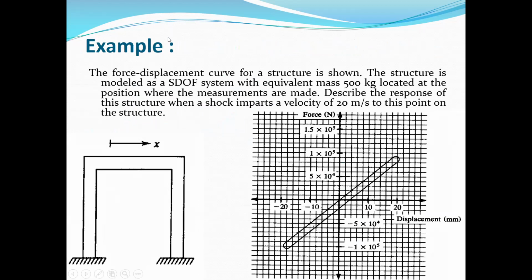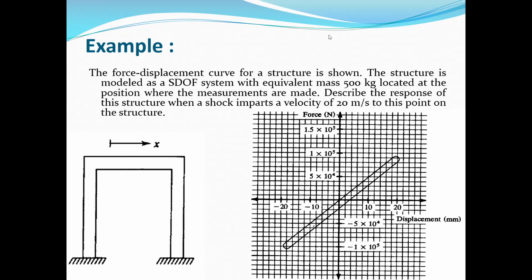Here you can see we have a flexible structure, and the force displacement curve for the structure is shown. The structure is modeled as a single degree of freedom system with equivalent mass 500 kg located at the position where the measurements are made. Describe the response of this structure when a shark imparts a velocity of 20 meters per second to this point on the structure. So we have the initial condition according to the problem description. The initial velocity is 20 meters per second.